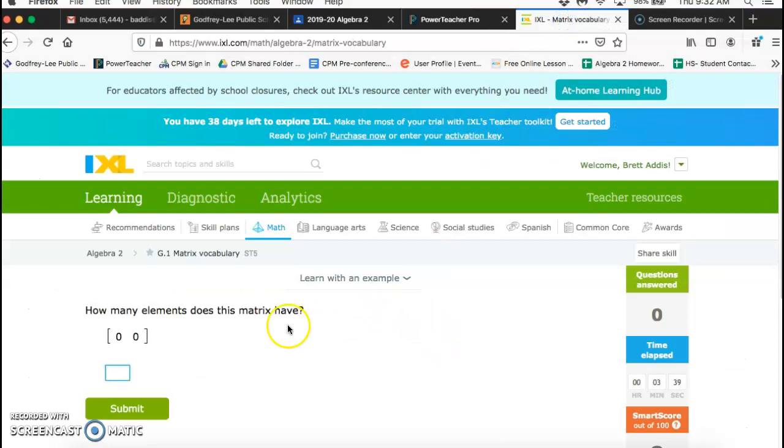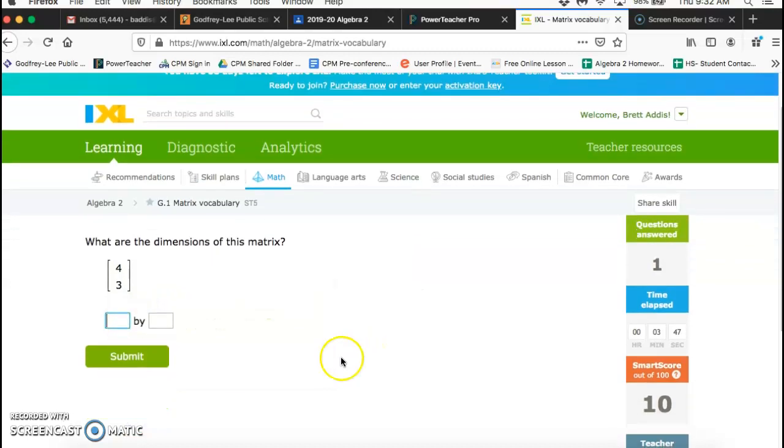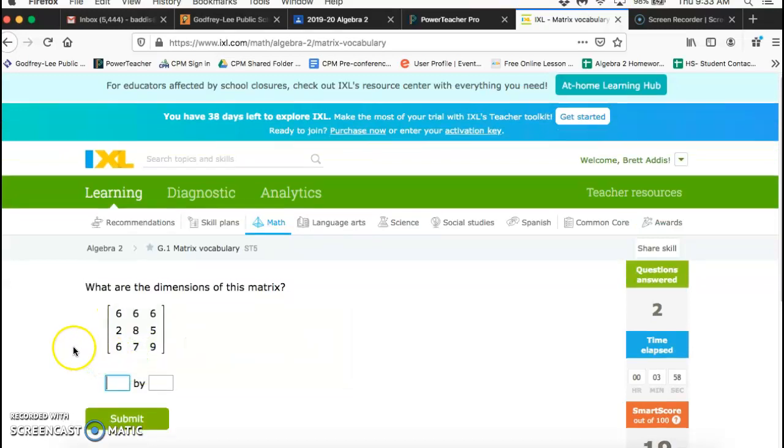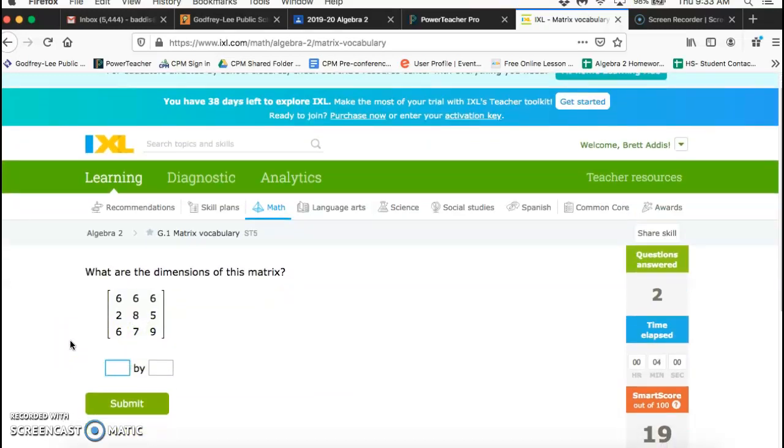Okay, G.1. How many elements does it have? Well, it's a 1 by 2, so you can multiply. You can just count 1, 2. Alright, dimensions. Rows is 1, 2, and columns up and down there's only 1 column. Okay, now this has the same number of rows as columns, 3 by 3. That also makes it a square matrix.